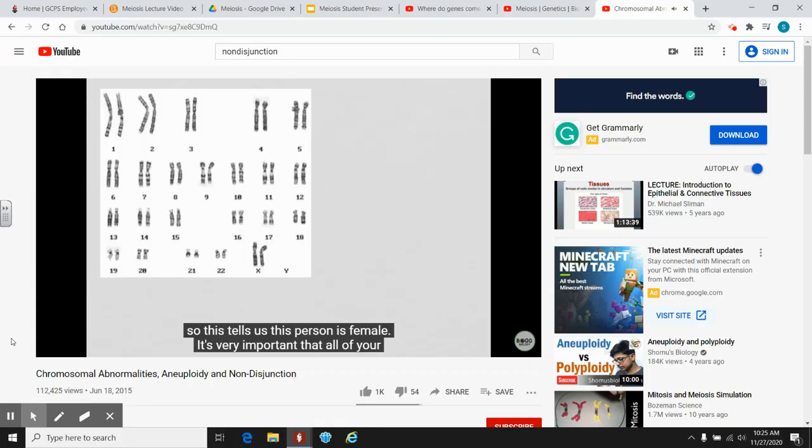It's very important that all of your body cells should have 23 pairs of chromosomes. If there's a different number, too many or too few, then you have what's called a chromosomal abnormality. For instance, if you have an extra copy of chromosome number 21 and have 3 copies instead of 2, we call it trisomy 21. This is what causes Down syndrome.